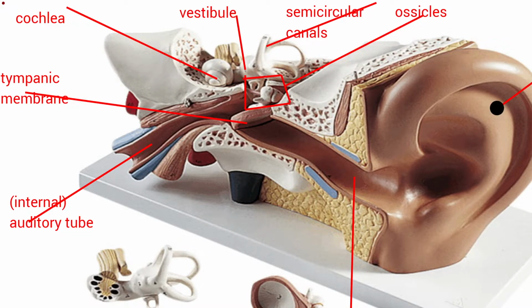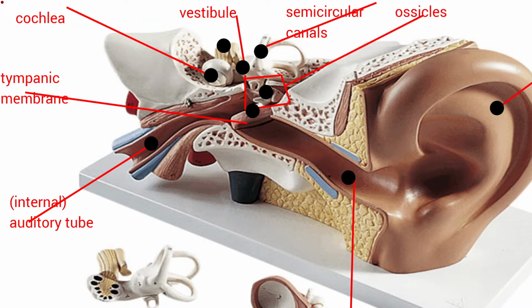This is the auricle or the pinna. This is the external auditory canal. This is the auditory tube, tympanic membrane, the ossicles. Then we have the cochlea, the vestibule, the semicircular canals. And I didn't label it on here, but this is that vestibular cochlear nerve.